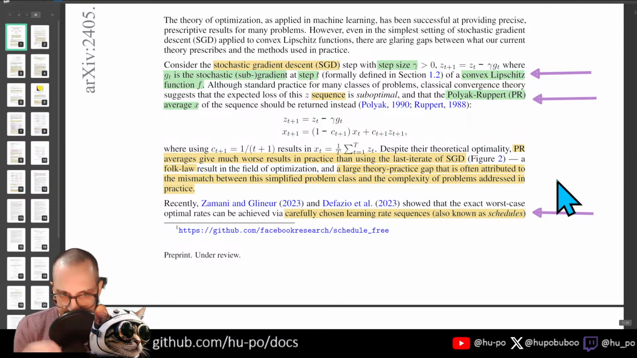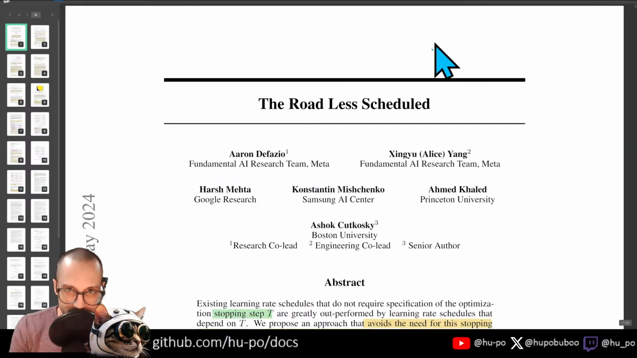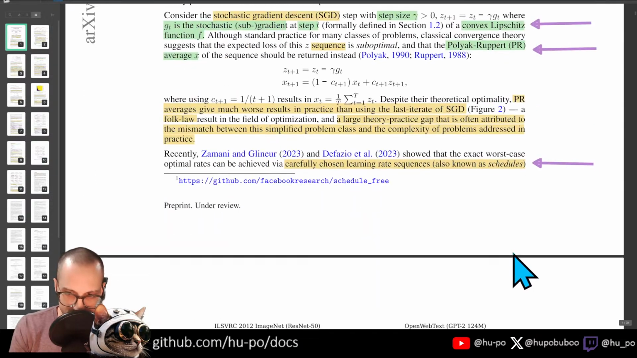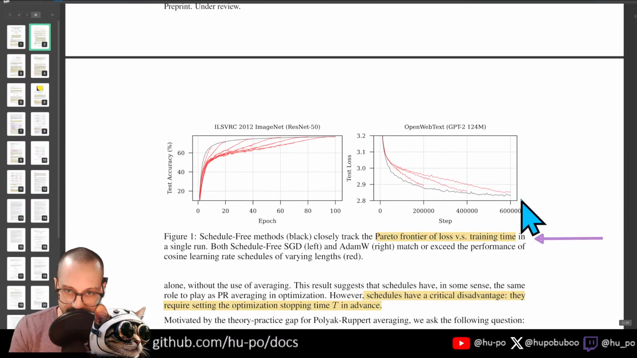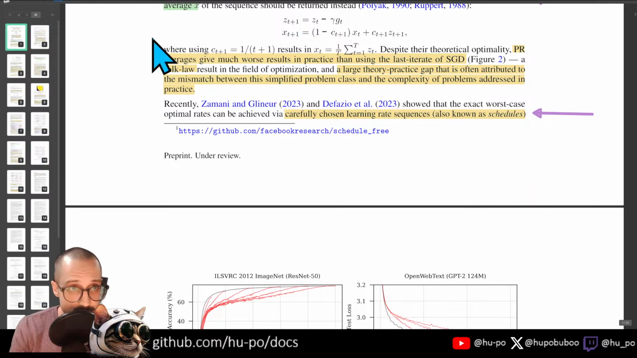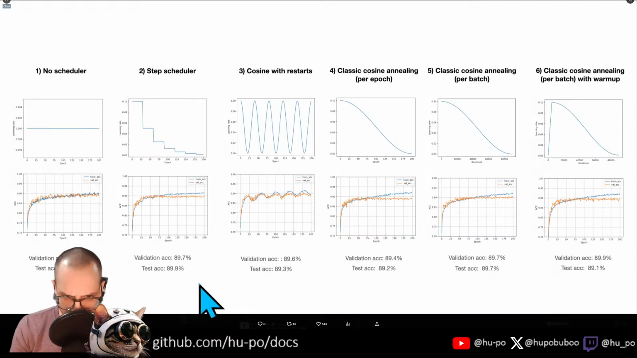Okay, so one of these practice things that people do all the time is known as learning rate schedules. This whole paper is about not using these schedules. So let's try to understand exactly what a schedule even is, right? I have here an image of various different types of learning rate schedules. Okay, so no schedule, this is the easiest to understand. You see here on the y-axis we have the learning rate, and on the x-axis we have epochs.